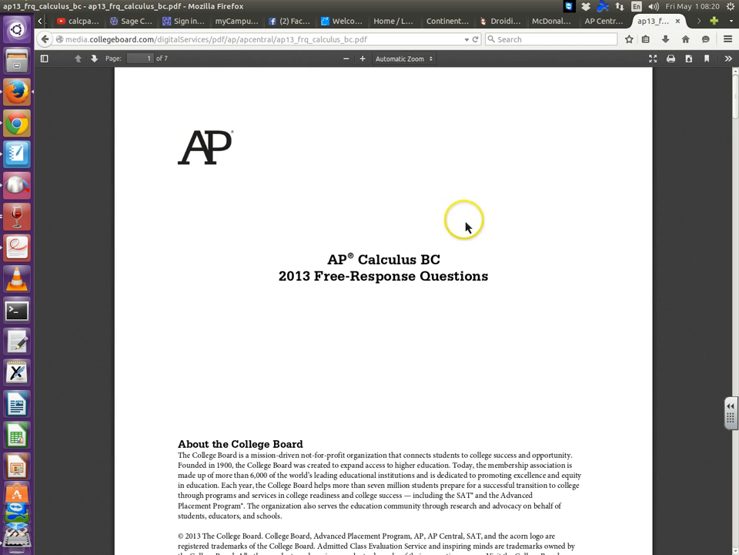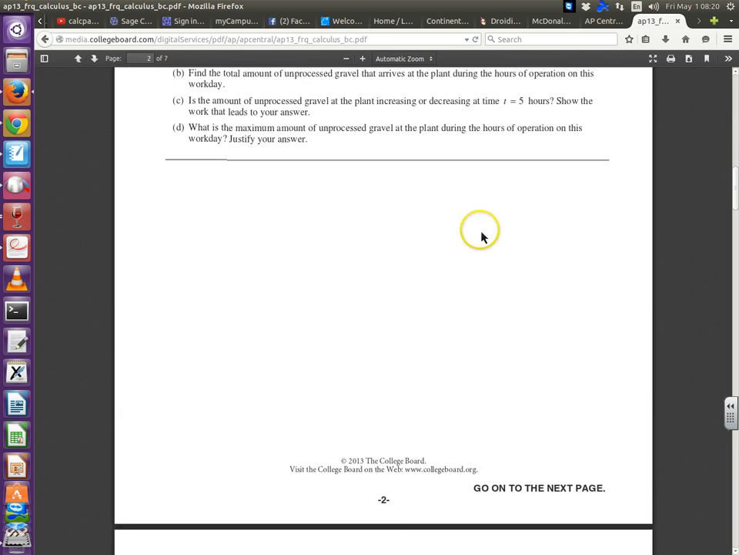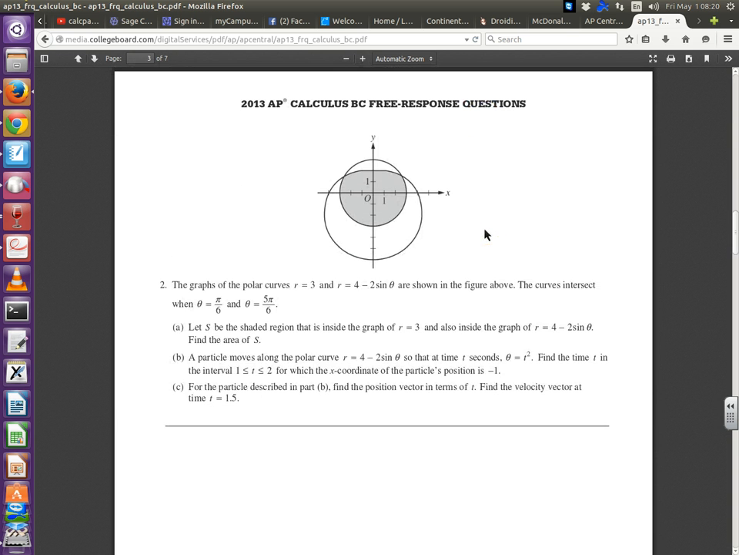Oh, it's here. Okay. All right. Look, this is almost the exact same question. The graphs of the polar curve r equals 3. Which one is r equals 3? Look at it. It's the circle of radius 3, centered at the origin. And r is 4 minus 2 sine theta, as shown in the figure above. The curves intersect. They give you the points of intersection.